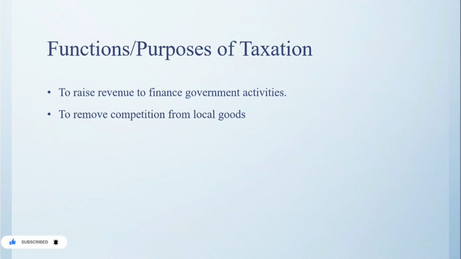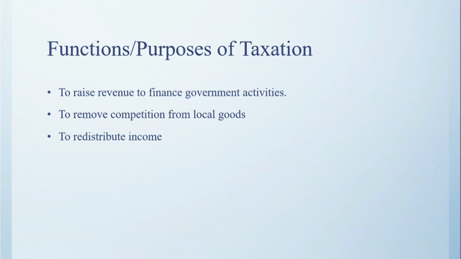To remove competition from local goods. So what will happen is that the government will tax foreign goods heavier, right, so as to discourage foreign goods from entering the country, and to boost locally produced products, right?